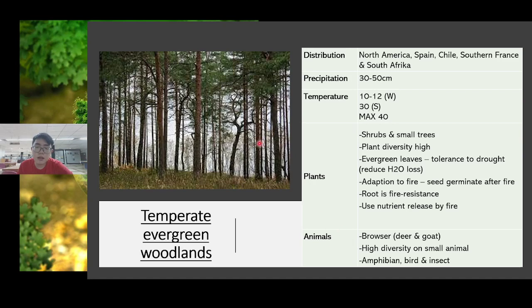And the animals living there are browsers, for example deer and goat, and there is high diversity of small animals like amphibians, birds, and insects.